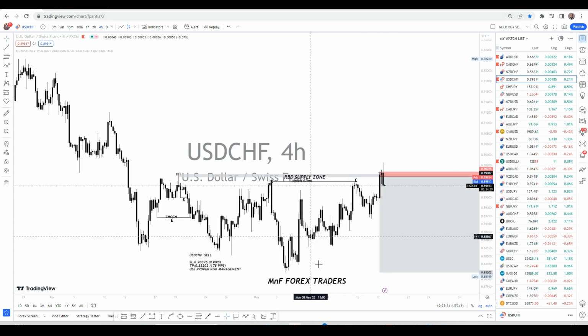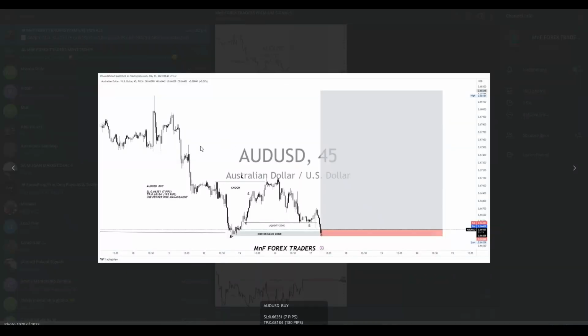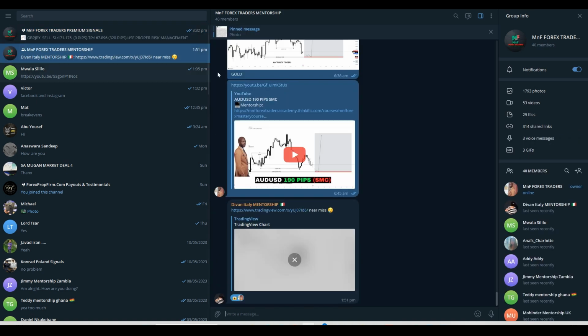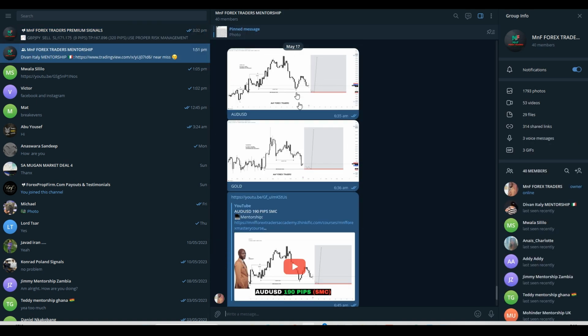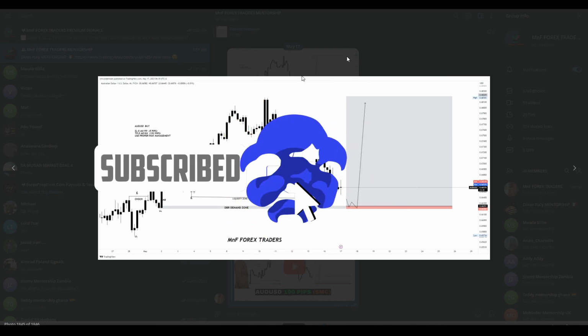Okay, so the first trade that we took was AUD USD right here. If you remember from earlier, we had forecasted AUD USD. Let me just show you the forecast right here. All right, so this forecast right here played out really nice. I'll show you in a bit.